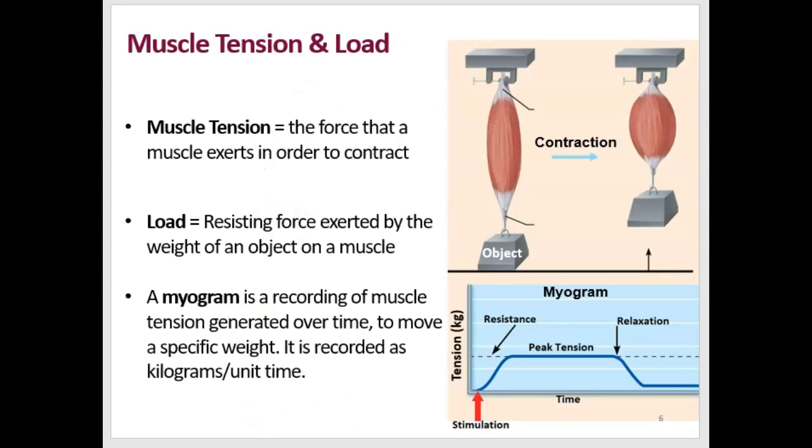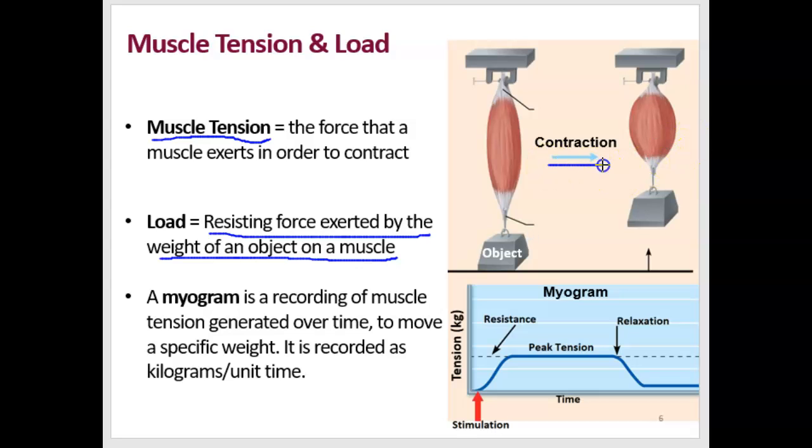Our next topic is going to discuss the characteristics of whole muscle contraction. Before we look at how a single cell would respond to a stimulus, let's first think about the whole muscle contraction. Then we'll look small scale and then big scale again. A whole muscle contracting develops tension, so we call this muscle tension. Muscle tension is the force that a muscle must exert in order to contract, and that force is going to have an opposing load. It's the resisting force exerted by the weight of an object on a muscle, for example, a bone.